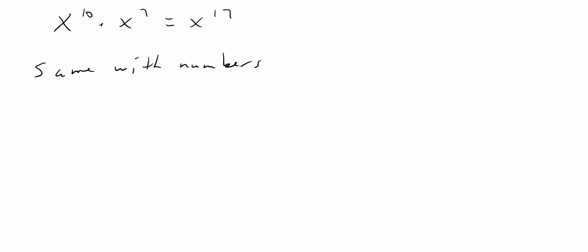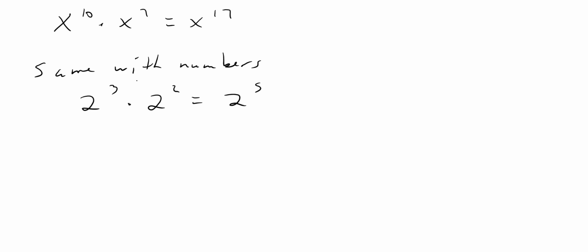Okay? It's kind of the same with numbers. Here's another quick example. If I said x to the 10th times x to the 7th is x to the 17th. Add the exponents. So I said it's the same with numbers. In other words, if I have 2 cubed times 2 squared, that's 2 to the 5th.